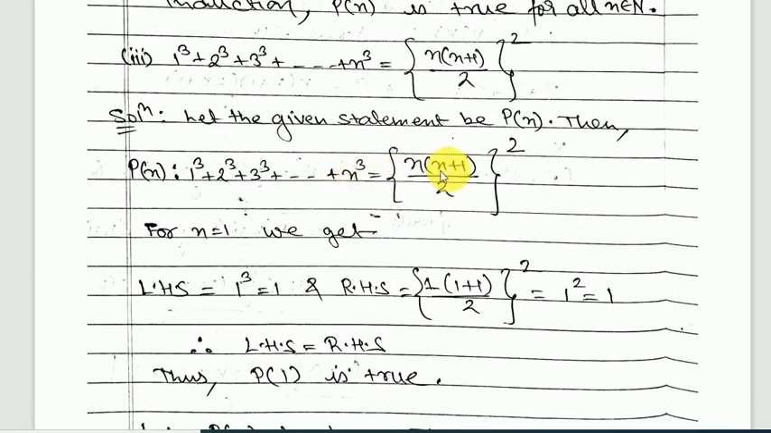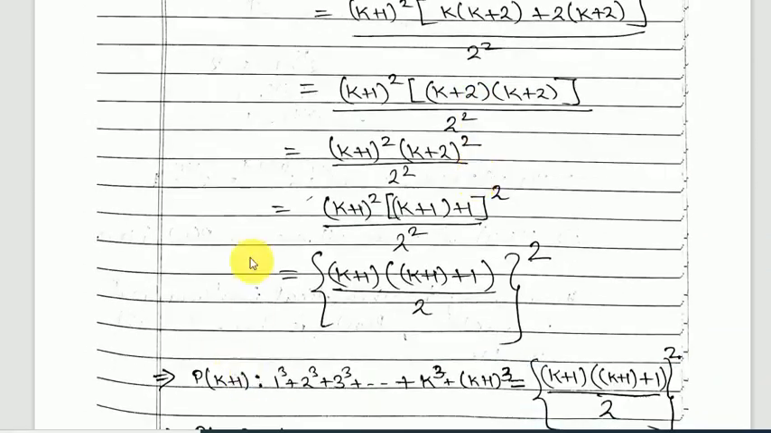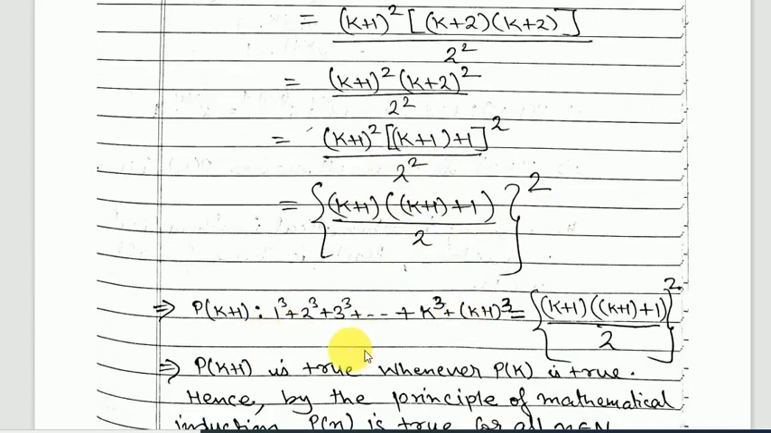So if it ends at k plus 1, I should get (k plus 1 plus 1) upon 2 whole square. Here I can see that I have got (k plus 1) whole square, good for us. Now this k plus 2 should be written as (k plus 1 plus 1) whole square, and down also 2 to the power 2. So this can be written as k plus 1 into (k plus 1 plus 1) upon 2 whole square. So we have been able to show that this is the statement for k plus 1.